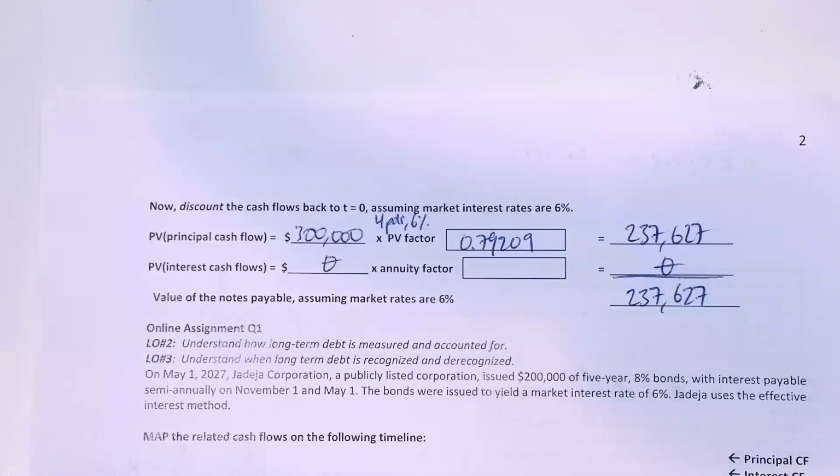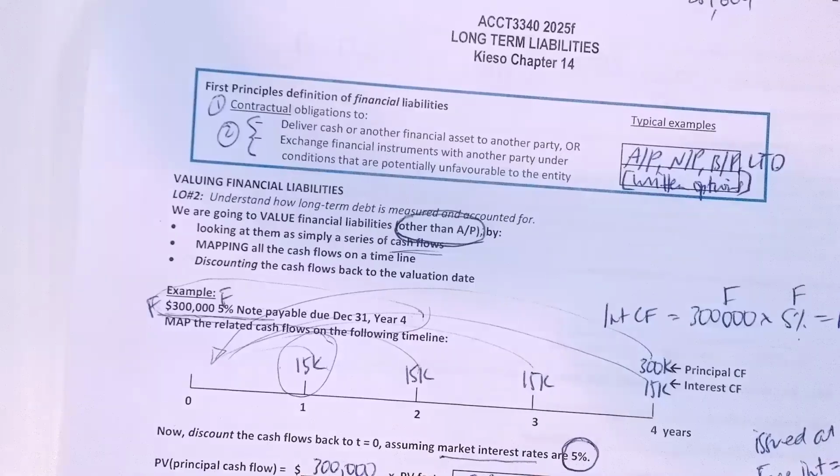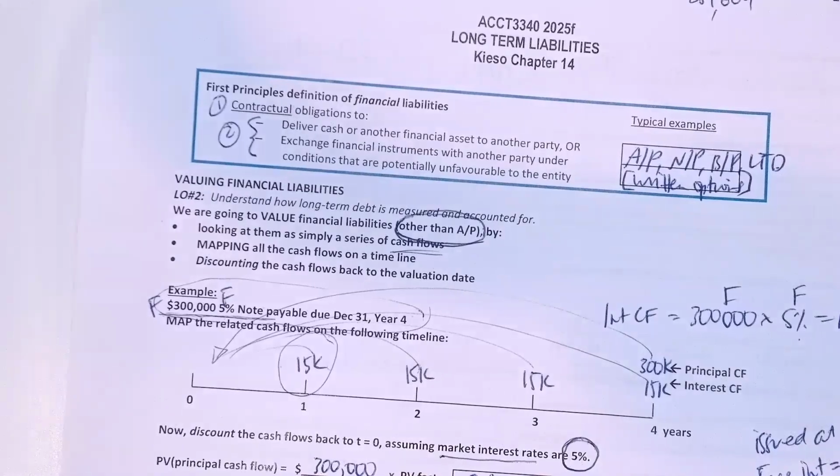That's where we have different values on the books from the face. You need to be able to do this process, basically get the bond value. 2 marks for that on the exam. I guarantee you, I will ask you to do this.